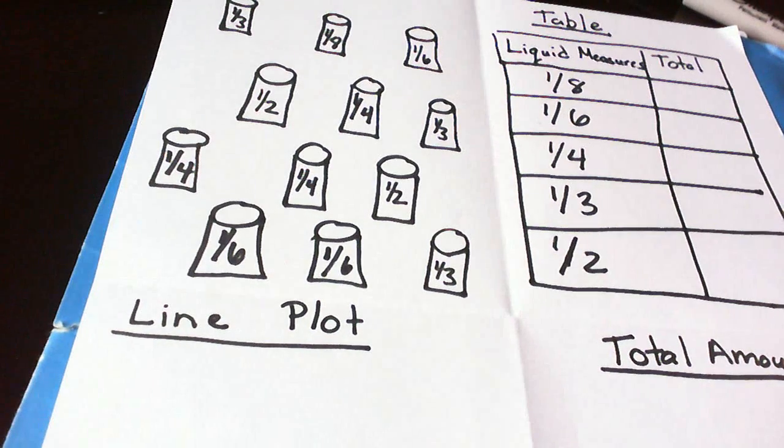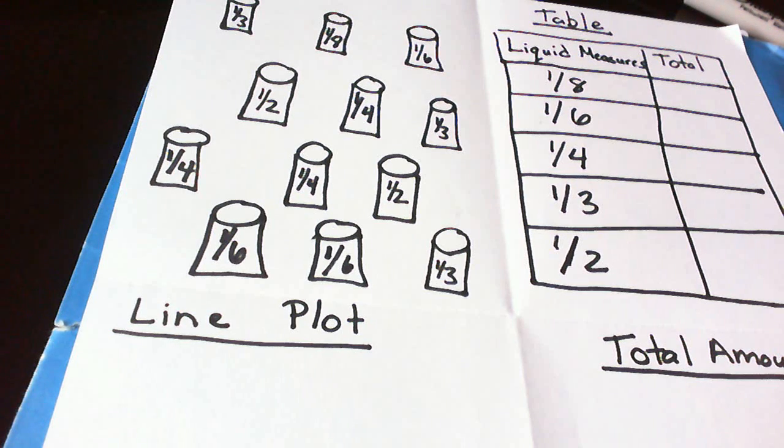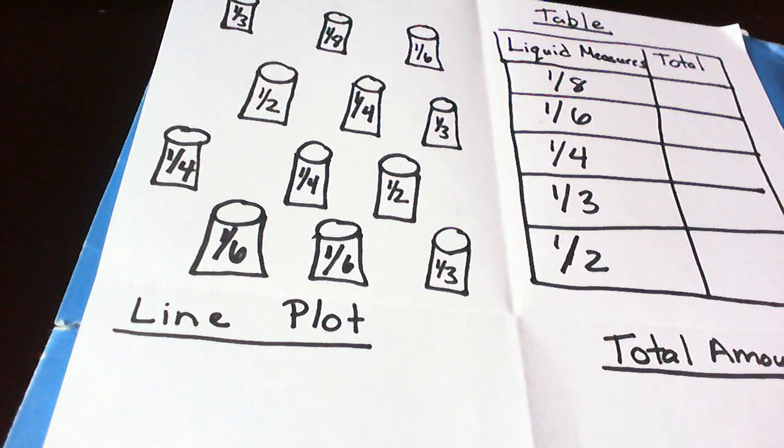Welcome back. This week we will be taking measurements and placing them onto a table, a line plot, in order to find the total amount of liquid in a container. So we start with a picture, and if you look right here, we have different cups, different beakers with different amounts of water in them.